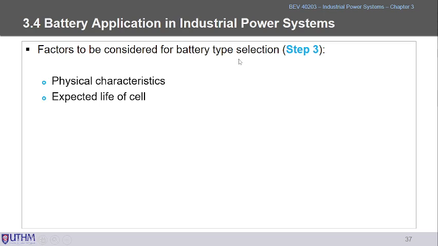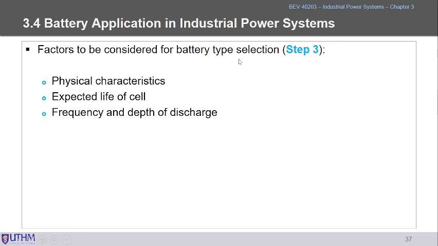So the expected life of cells. So how long do we expect the lifespan of the battery to be, and the frequency and the depth of the discharge. This is because these two, the frequency of charging and discharging as well as the depth of the discharge, will influence the battery's lifespan. So that's why we need to consider it properly.